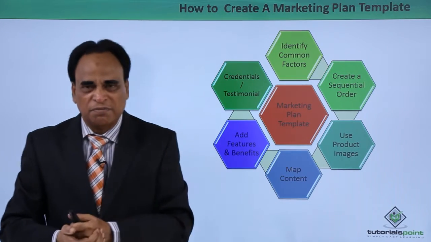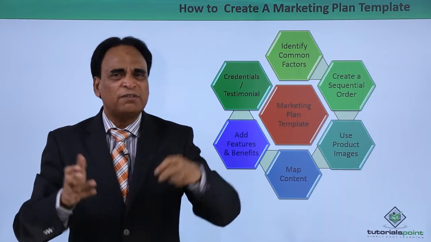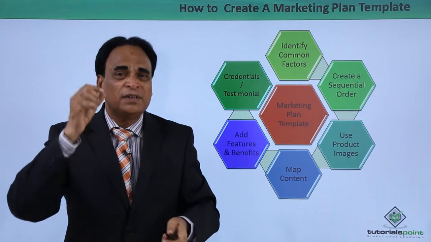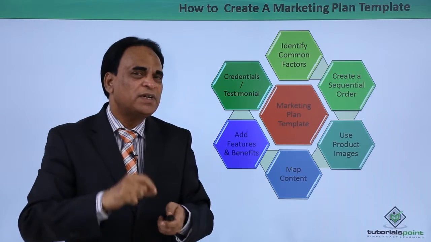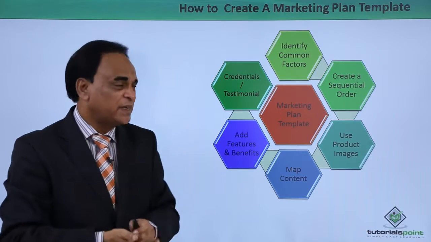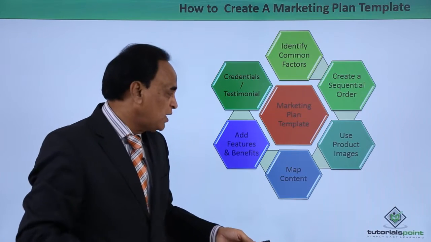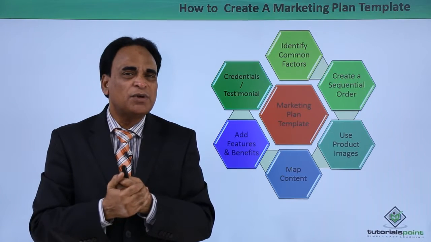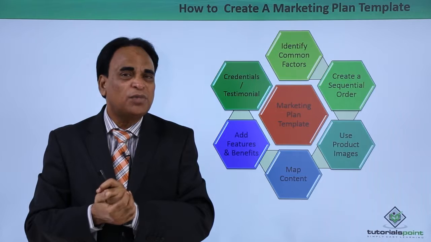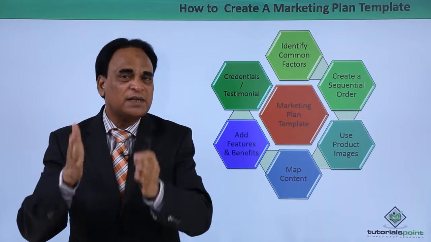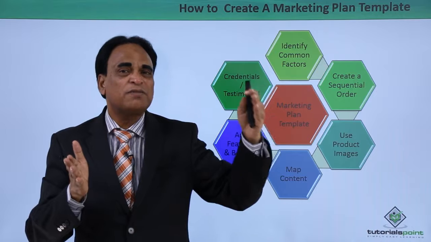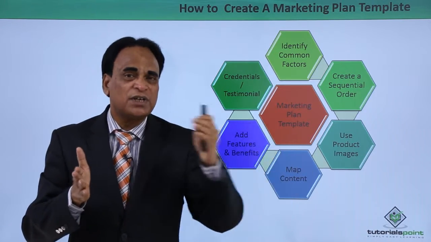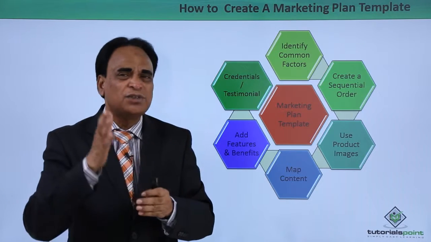Use product images. It is a very important factor when you have a marketing plan available with you right now. The template is available with you. The images play a very important role in creating the template, and you should use better, high quality images. Map the content. What is mapping of content all about? Mapping of content is all about mapping targeted content to the requirements of the market, which means to the requirements of your potential customers. The content should not be generic.